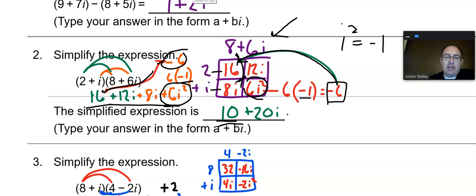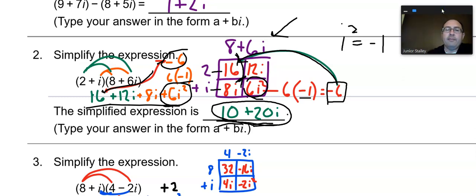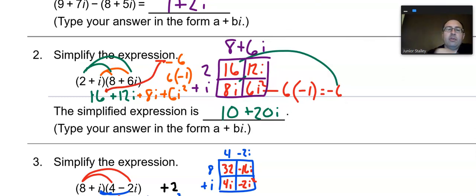And then, of course, you got the 8i and the 12i, and that adds up to 20i. And that's the second part of your two-part answer. So whether you do it the way on the left or the way on the right, I don't care. You just pick whichever way works for you the best. Okay. I'll clear that out.